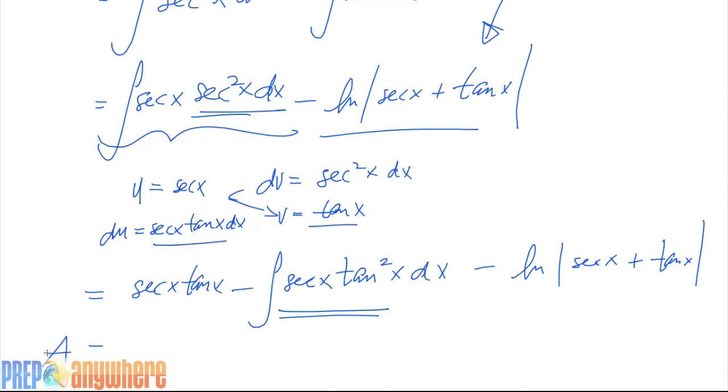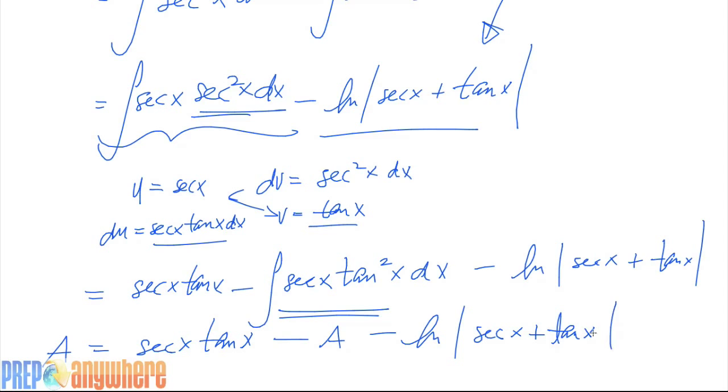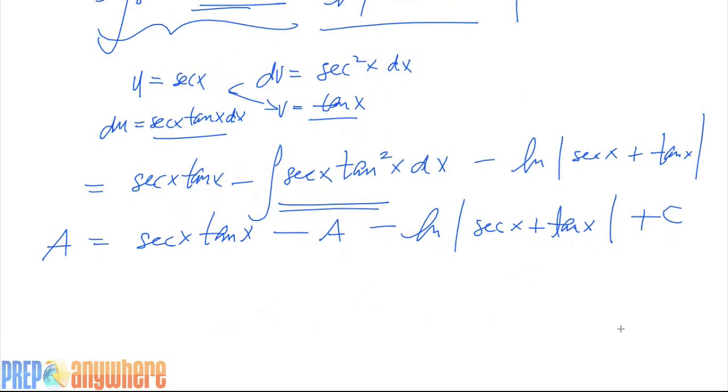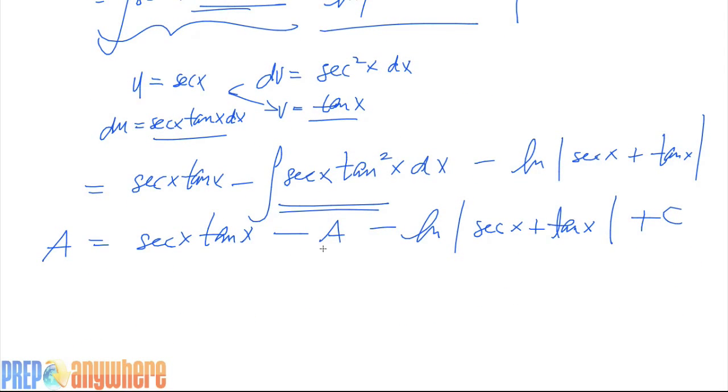So let me write it. A, the original question, is now equal to this. Of course there's some constant at the end here, or it could be. Now we just have to bring this A over and you get 2A. So this is one of the tricky integration by parts examples.